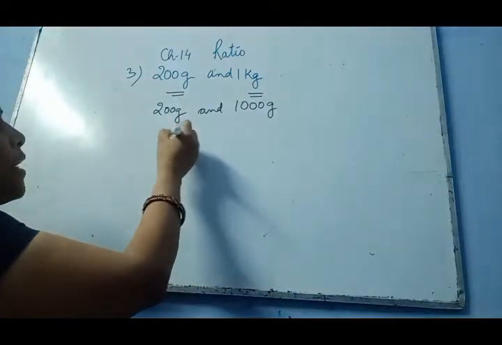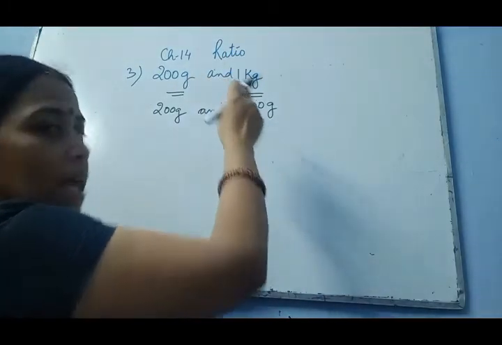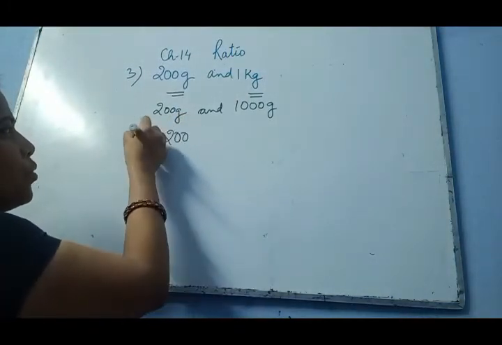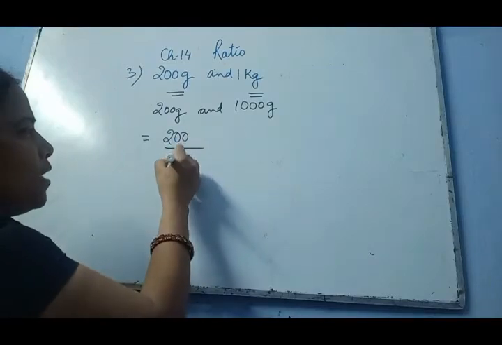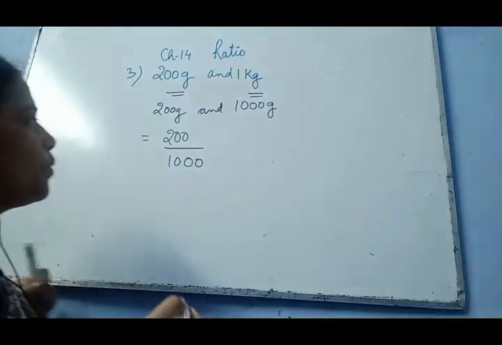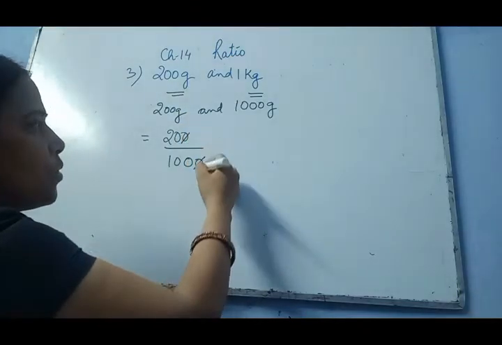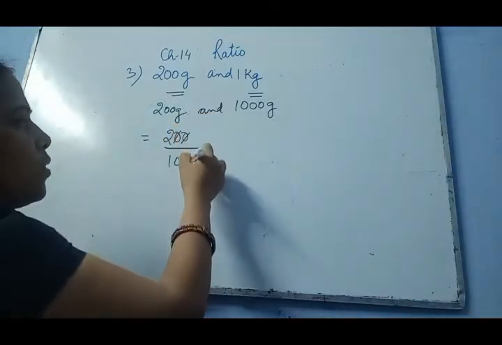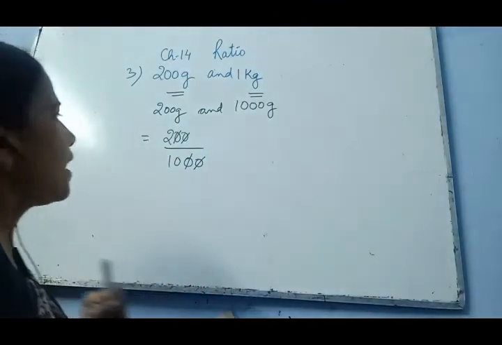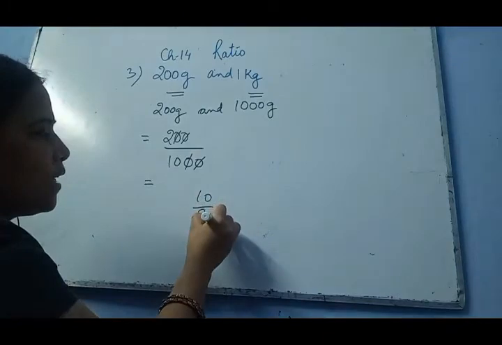So now the question became find the ratio of 200 gram and 1000 gram. So how will we write? It is equal to 200 divided by 1000. Okay, 200 divided by 1000. Now what do we see? We can cut this 0 and this 0, and then this 0 and this 0. Okay, when we see like this, we can cut these two zeros. Suppose here it was 10 and 20, then what can we do?